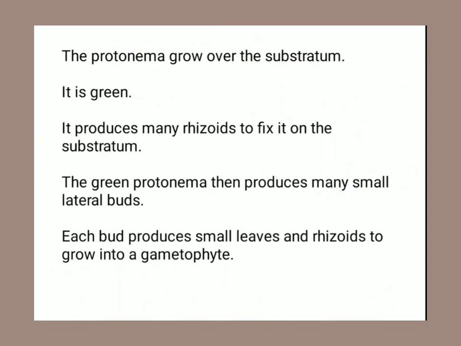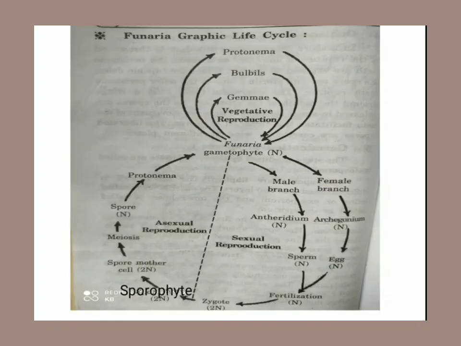The green protonema then produces many small lateral buds, and each bud produces small leaves and rhizoids to grow into the gametophyte. Okay, further the spore germinates into the whole plant body structure. Okay, this is a life cycle, a graphical life cycle of Funaria.